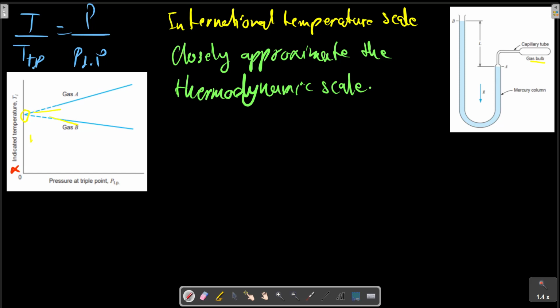Which was defined in the discussion of the Carnot cycle and the second law. We now demonstrate that the ideal gas temperature scale is, in fact, identical to the thermodynamic temperature scale.